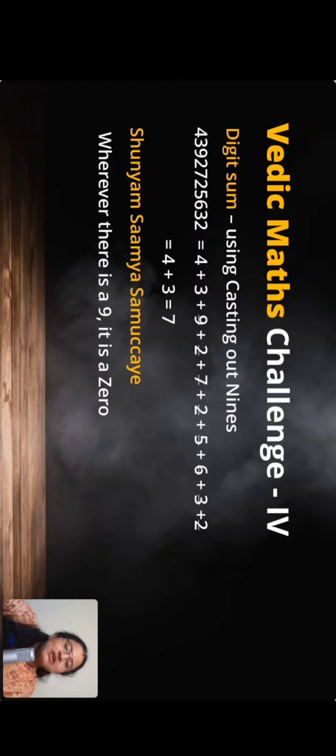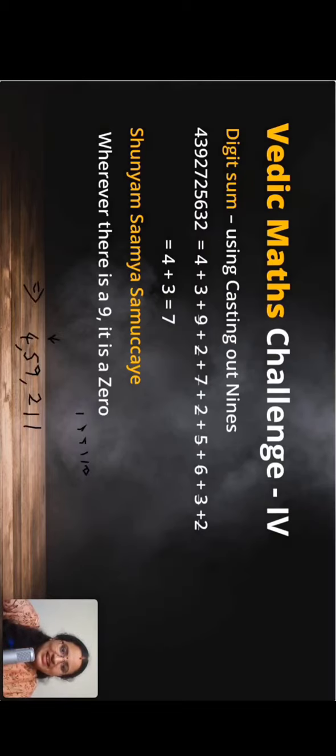We call this Vedic Sutra Shunyam Samya Samuchaye. In English, it means wherever there is a 9, it is a 0. We just have to cast out the 9s. What we have to do is skip the 9. If you skip the 9s, you will end up with the same answer. Let me show it to you on the screen.